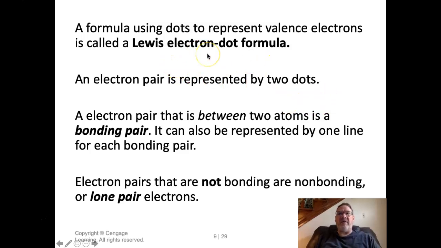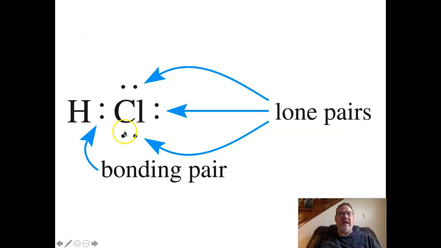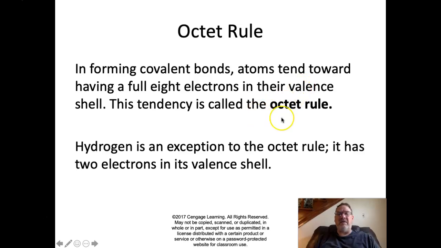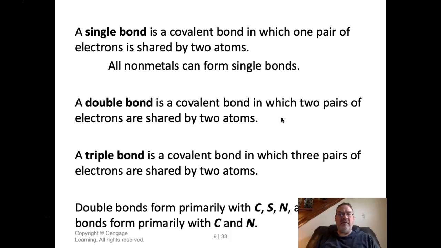We can use a formula to show how the electrons are shared between the atoms. Two things we've got. The electrons between the two atoms, we call those bonding pairs. The lone pairs are the ones just on a single atom, not shared with anybody. Coordinate covalent, and you can see here, both electrons are donated by one atom. And again, our octet rule is the focus. We want 8 electrons total.